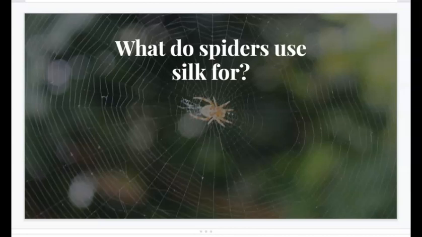Let's think about this question. What do spiders use silk for? We've talked a lot about what caterpillars use their silk for. Let's think about what spiders use their silk for. Hopefully you said that spiders use their silk for hanging. They use it to protect their eggs. They use it in their habitat and they line their tunnels with it. And baby spiders use it for ballooning so that they can kind of fly.